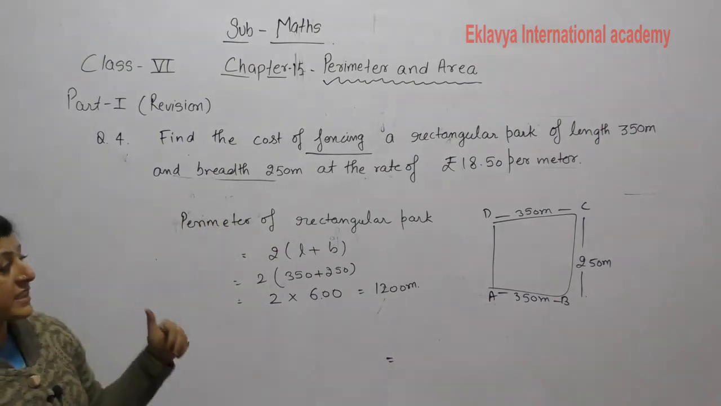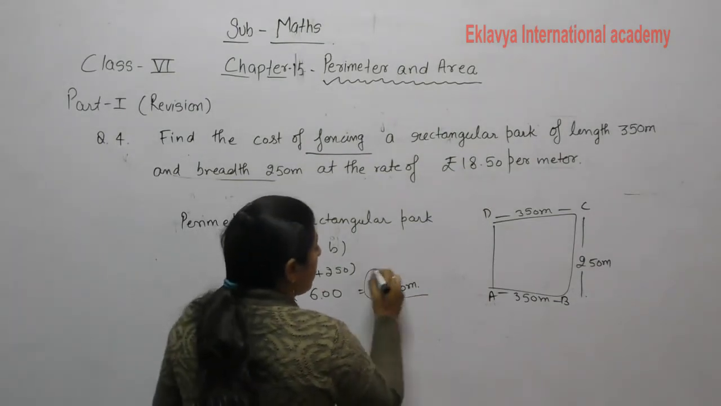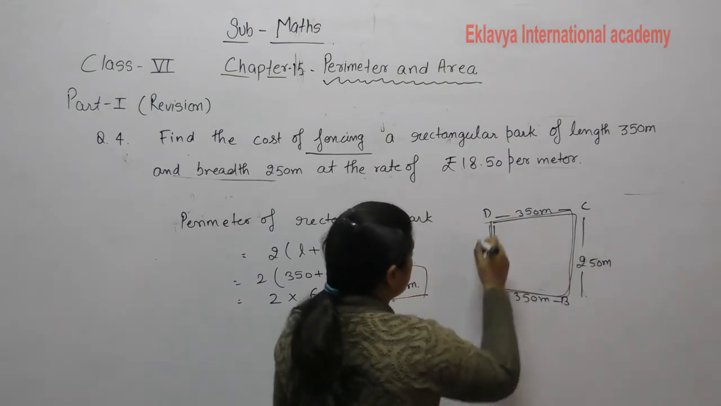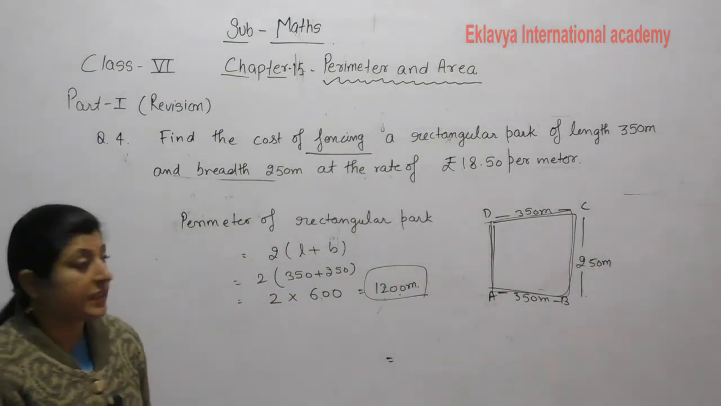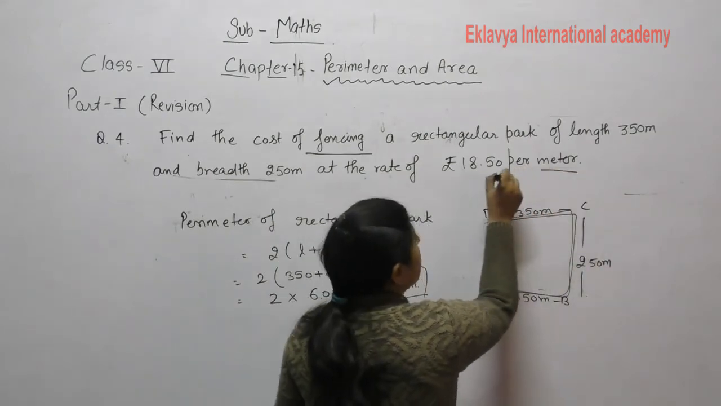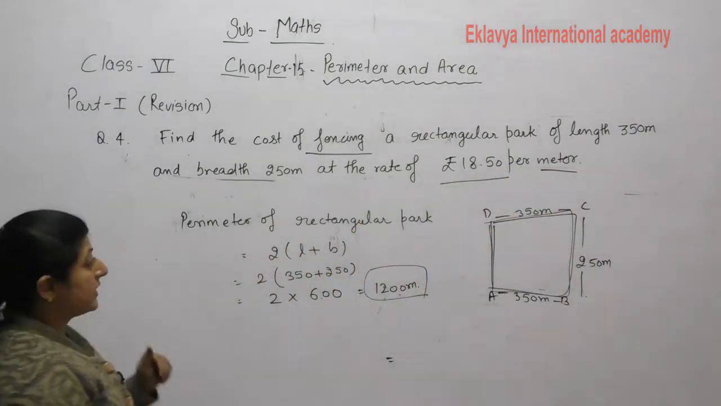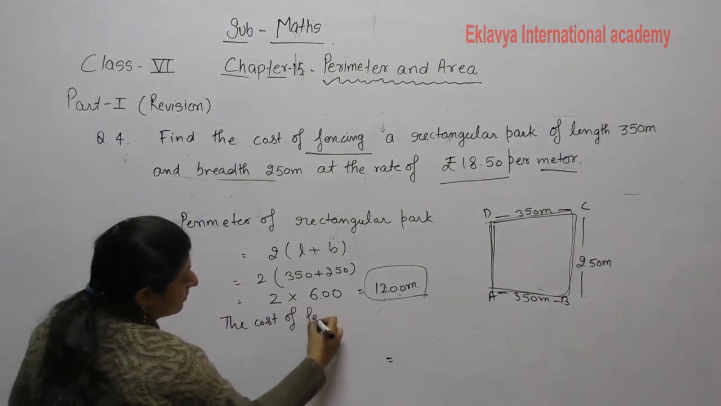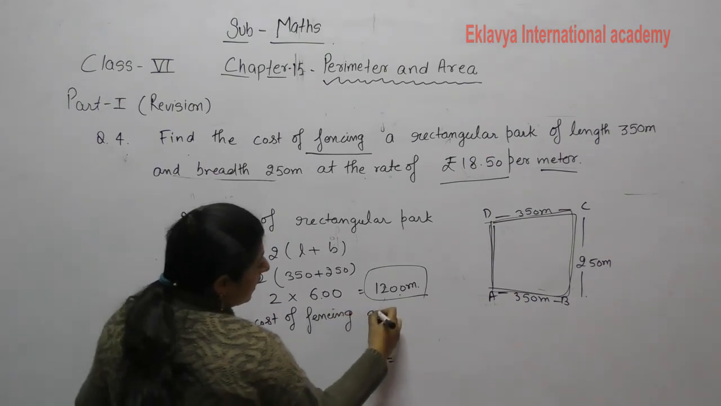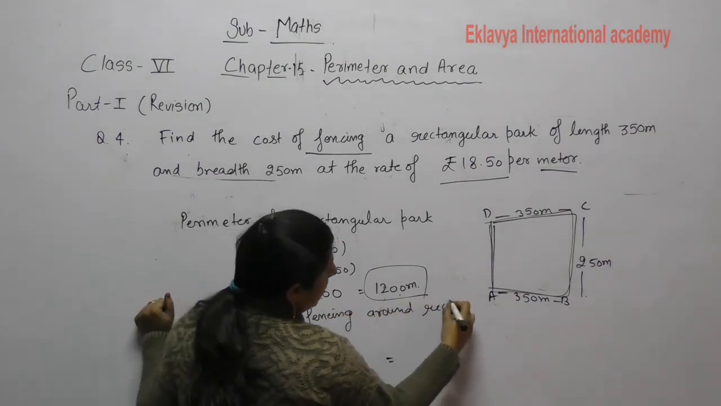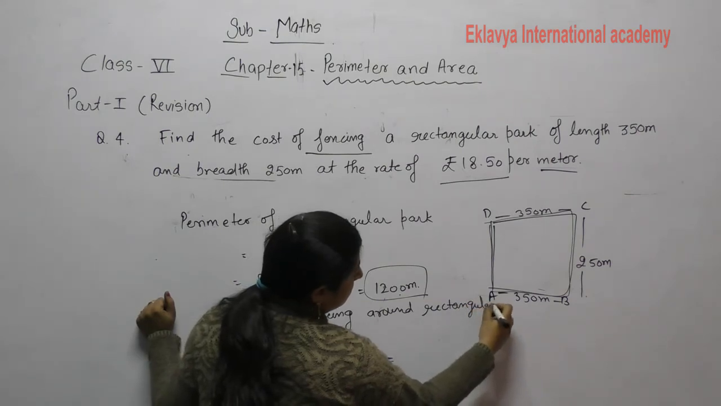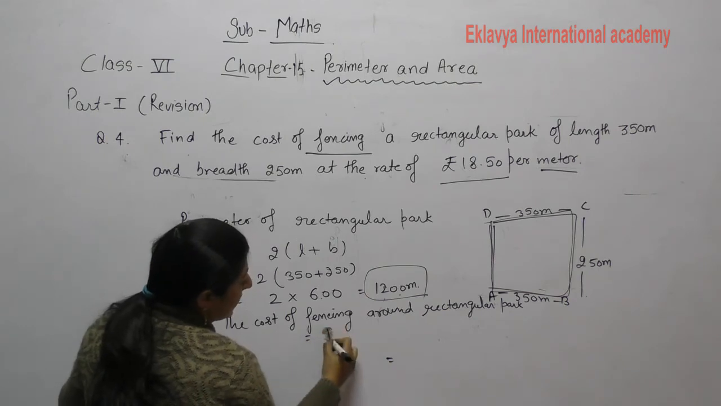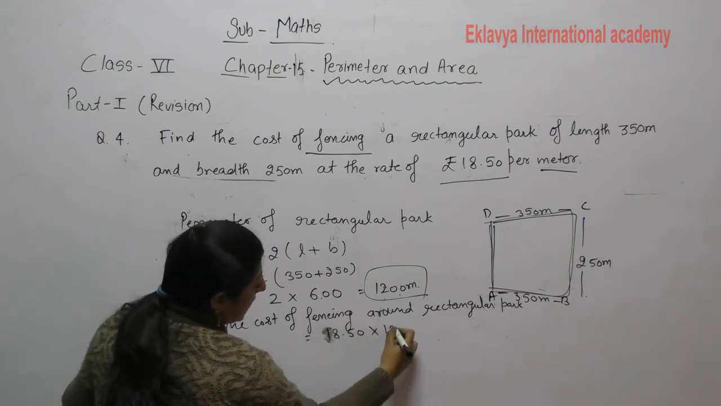Find the cost of fencing per meter. This is the perimeter. It means the length of the wire being put around, or the fencing being done, is 1200 meter, and the cost of 1 meter is rupees 18.50. Then we can say the cost of fencing around the rectangular park is equal to 18.50 multiply 1200.